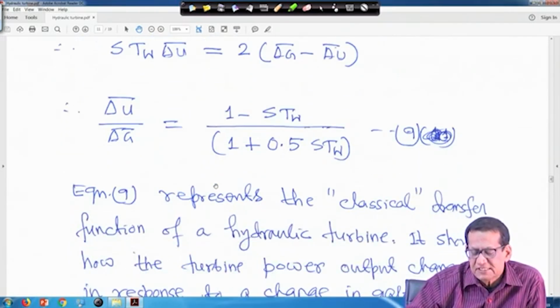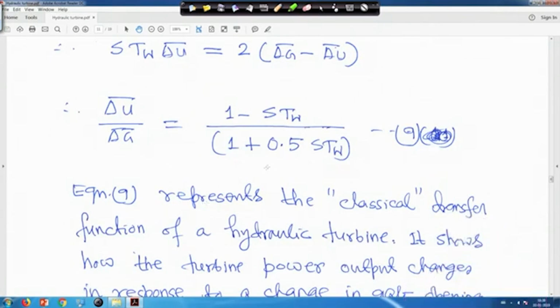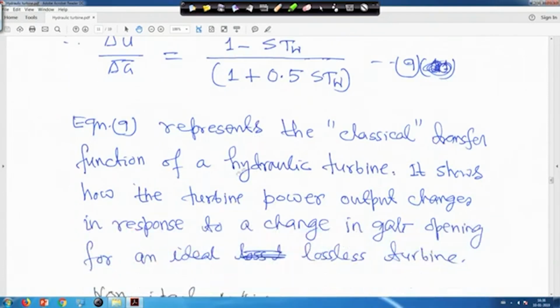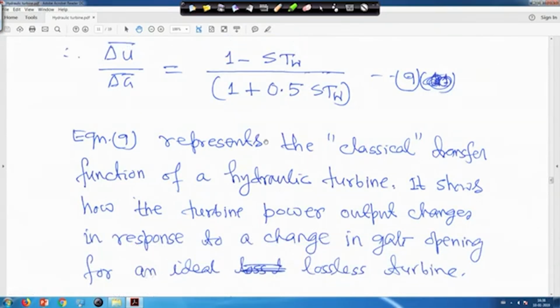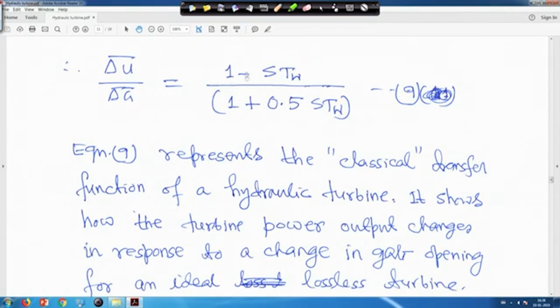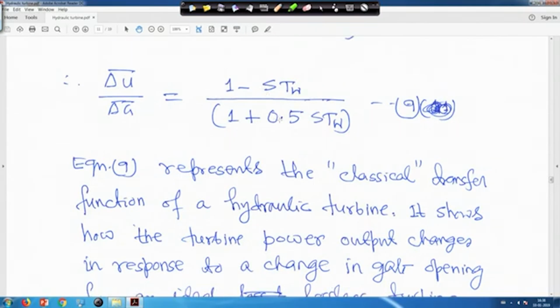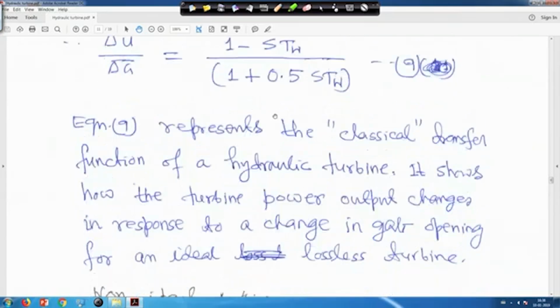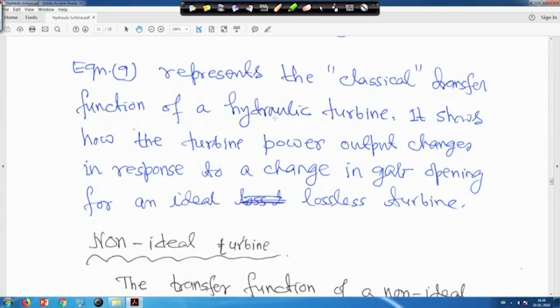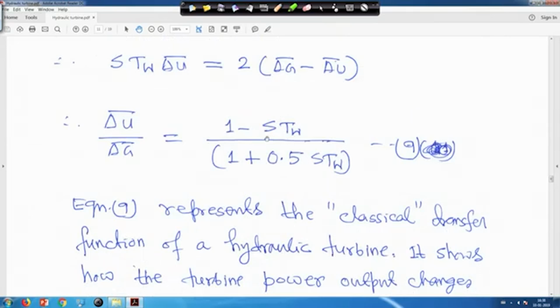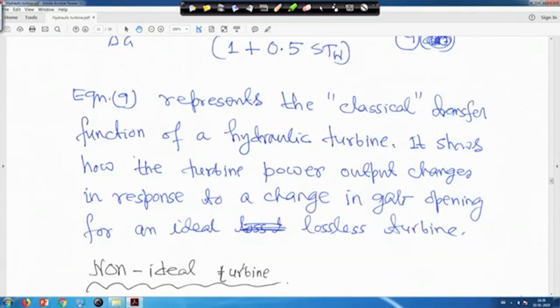Now, equation 9 represents the classical transfer function of a hydraulic turbine, right. It shows how the turbine power output changes in response to a change in gate opening for an ideal lossless turbine. So, this is the transfer function for a classical model of a hydro turbine. This is the ideal turbine, now say a non ideal turbine.